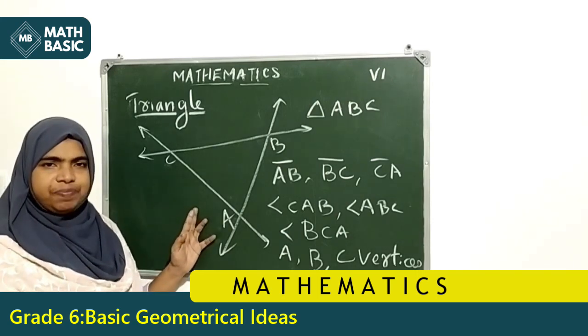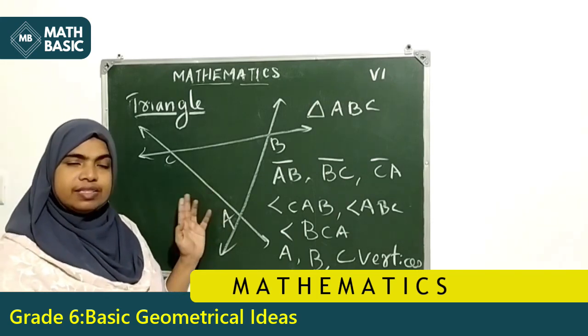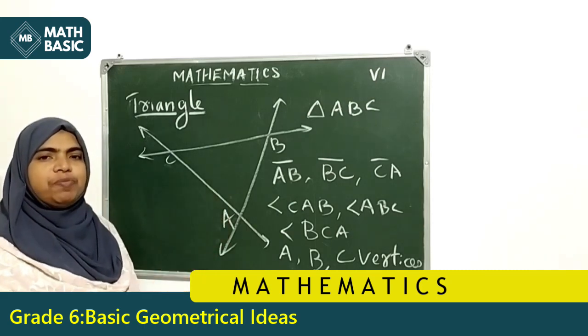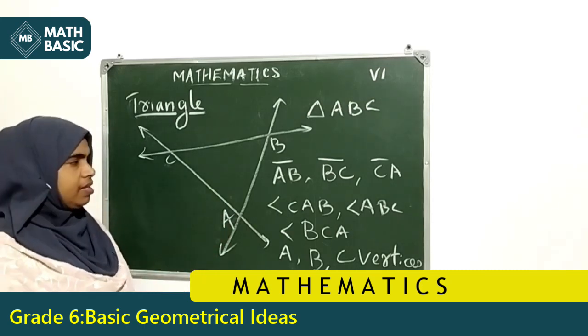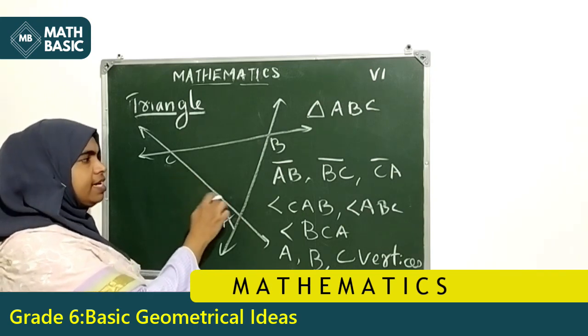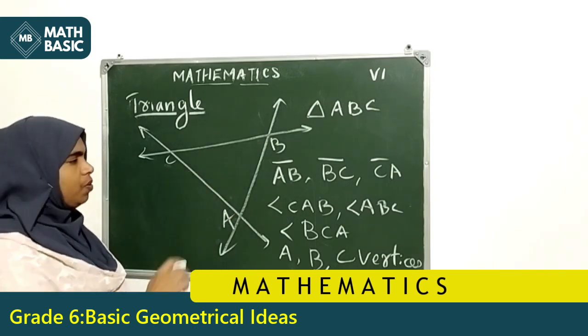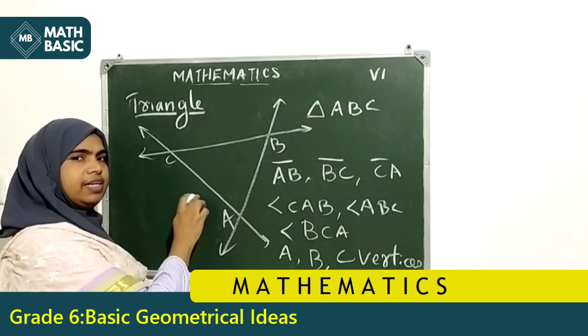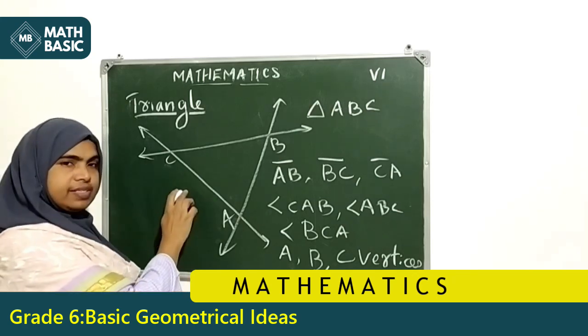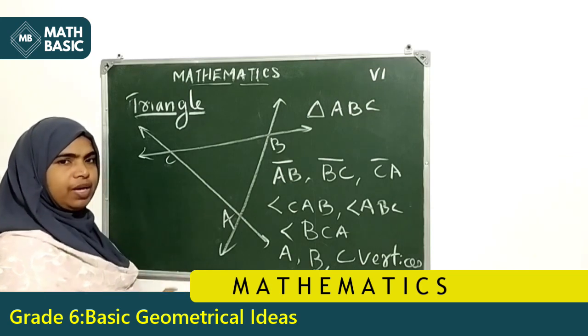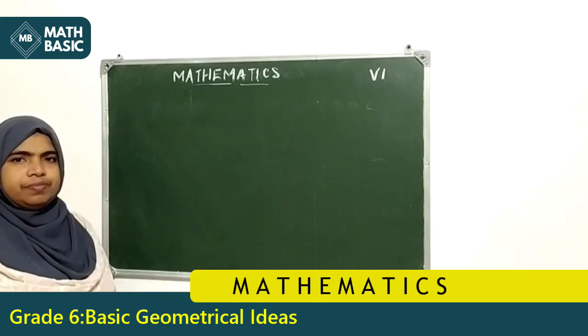So, we can say a triangle is the polygon with least number of sides. How many sides here? Three sides. So this is a three-sided polygon, that is a triangle.